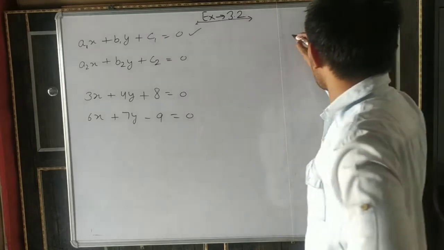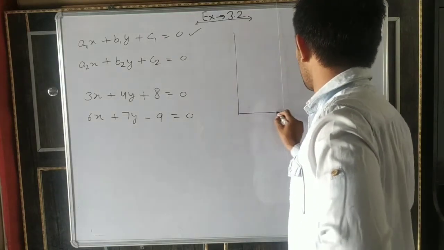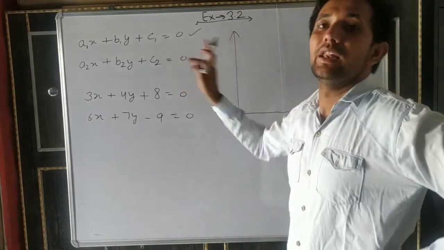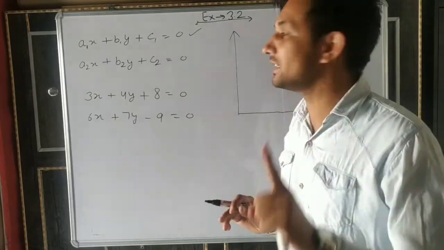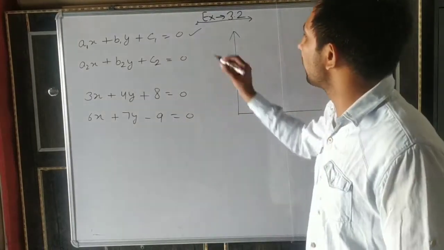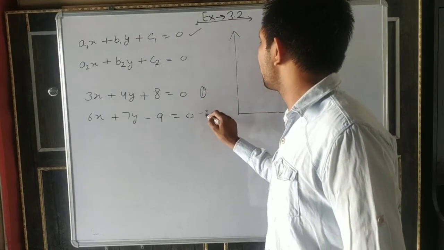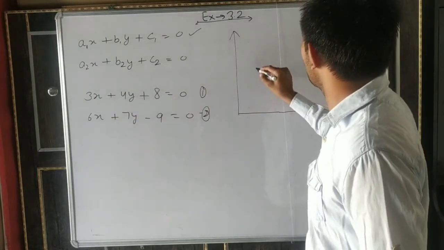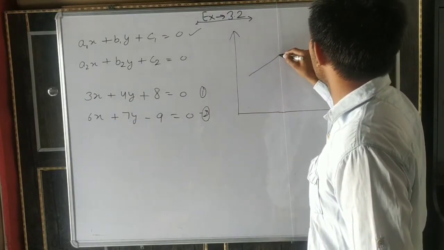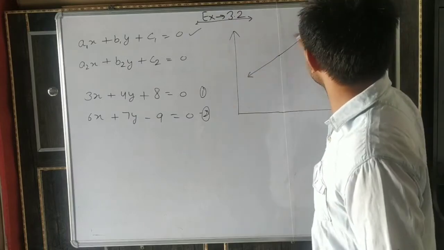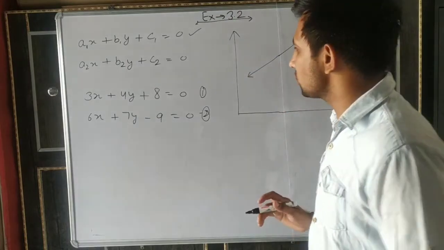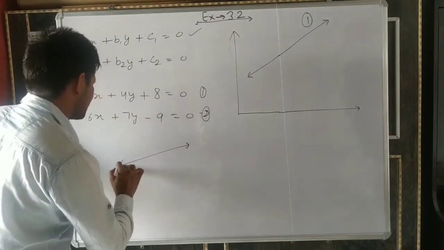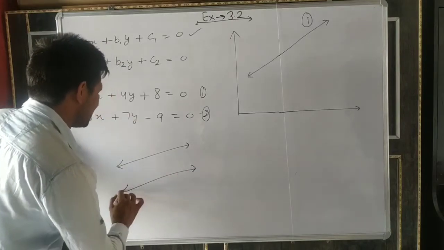And if you want to represent it in a graph, the graph of a linear equation in two variables is always a straight line. Everyone knows here are the two equations, equation one and two. The graph of a linear equation is always a straight line. Suppose this is a straight line, the graph of the first equation. So what is the possibility? The graph of the first equation is a straight line, and the graph of the second equation is also a straight line.